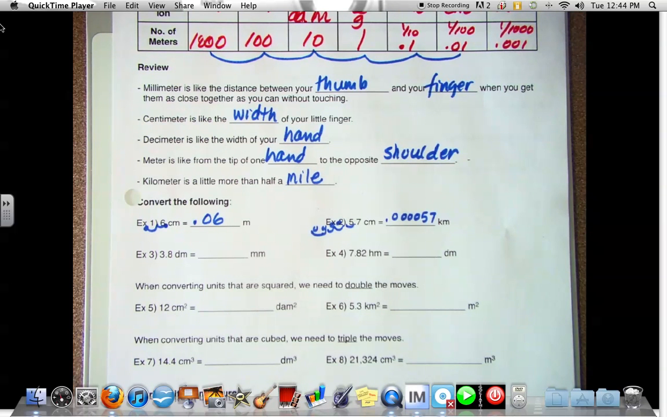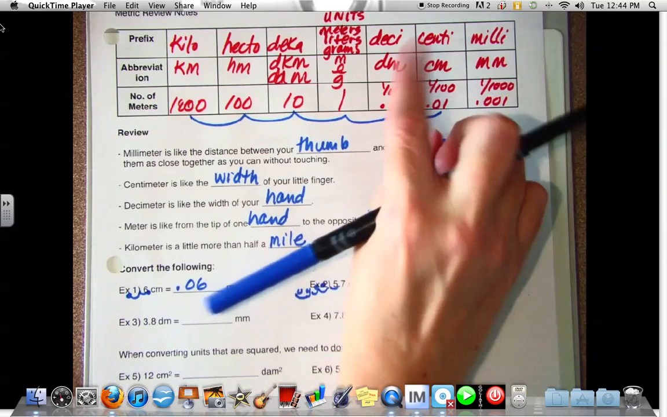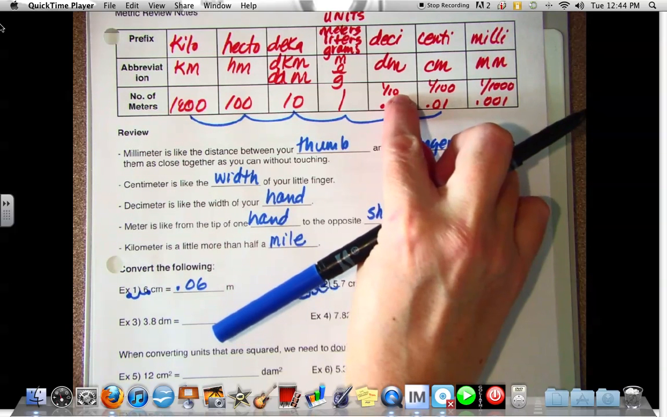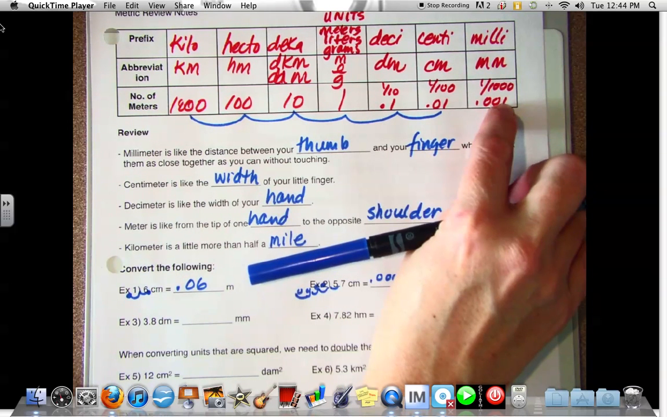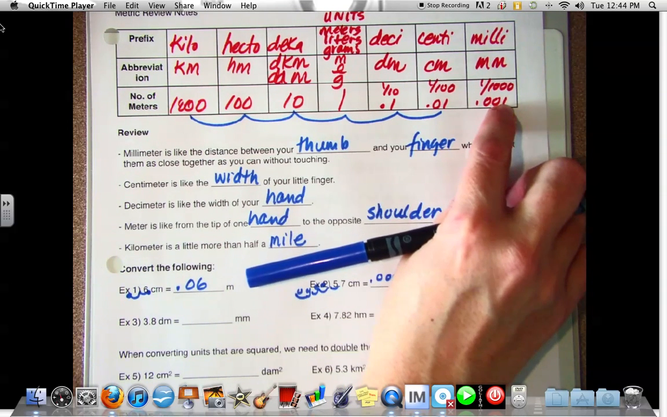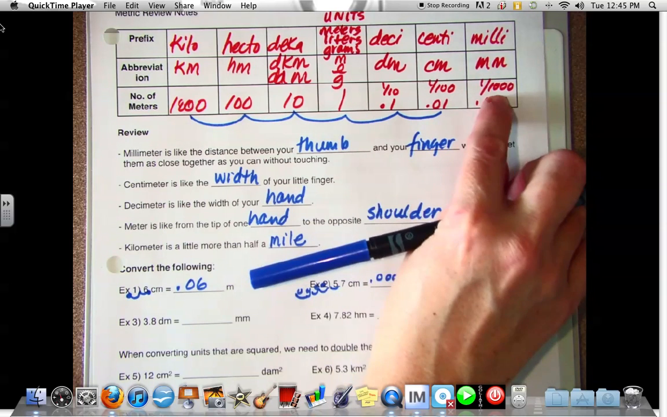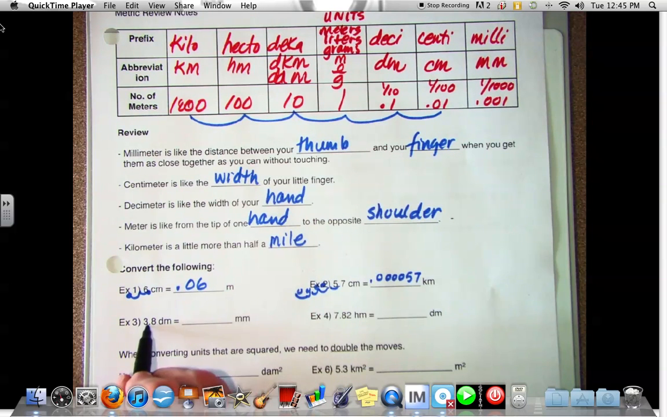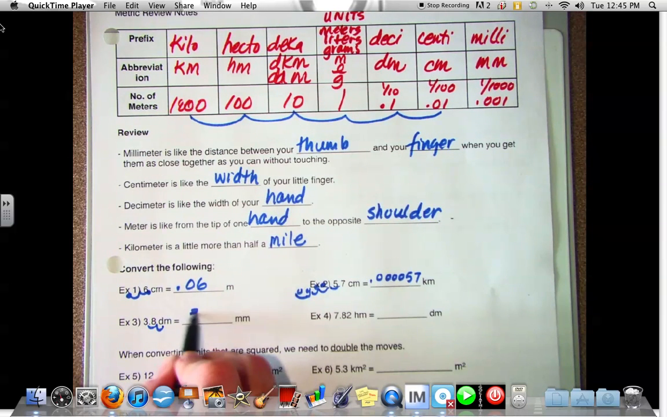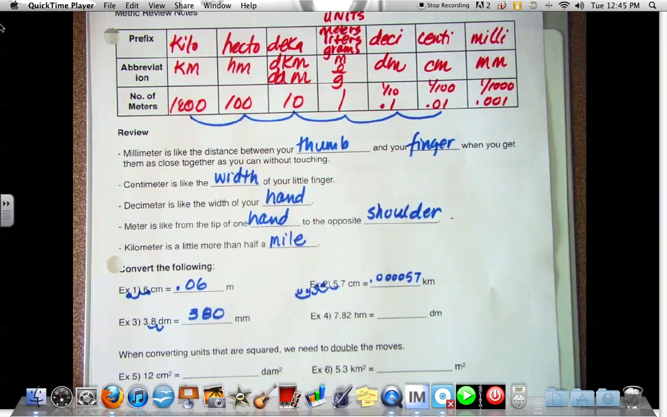Example 3, 3.8 decimeters. We're changing to millimeters. So deci, remember it's deci, not deca. Deci to milli, how many are we moving? 2 to the right. So move your decimal 1, 2 to the right, and that gives us 380.